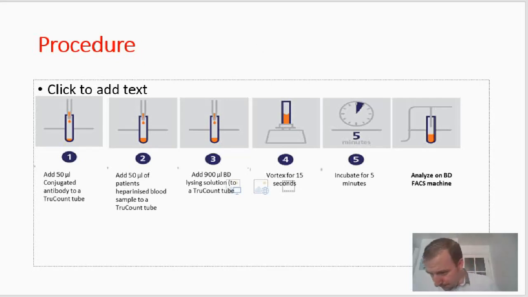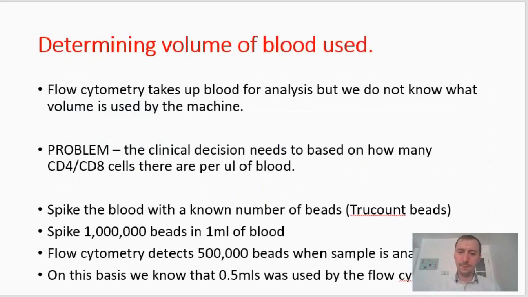So, in terms of determining the volume of blood used, this is an important factor we need to consider because determining the volume of blood that's been used by the flow cytometer is critical to establishing the amount of CD4 and CD8 cells per volume of blood, and to enable us to compare to guidelines that are provided on this.